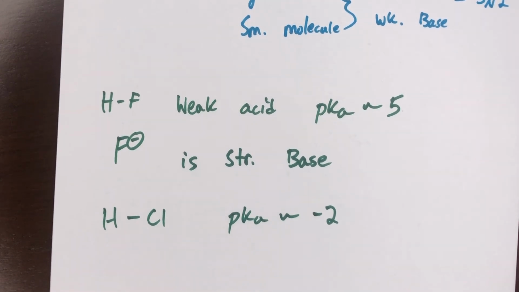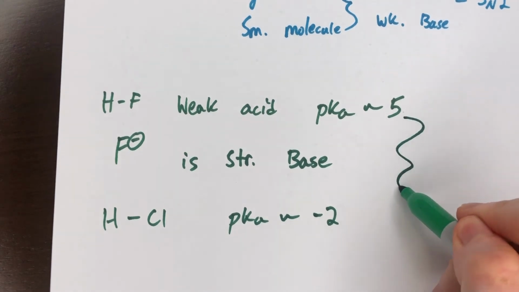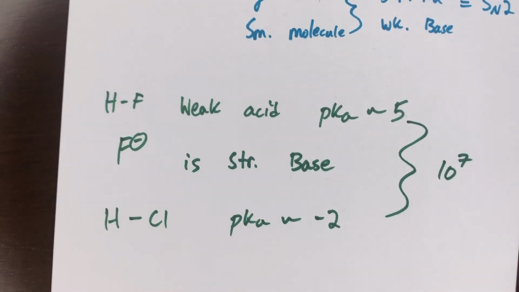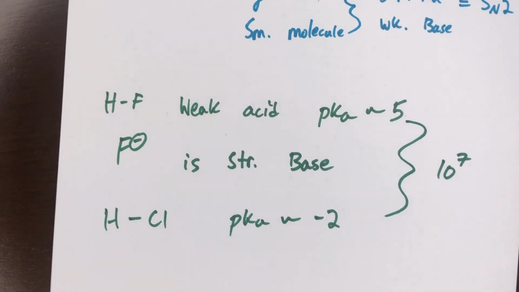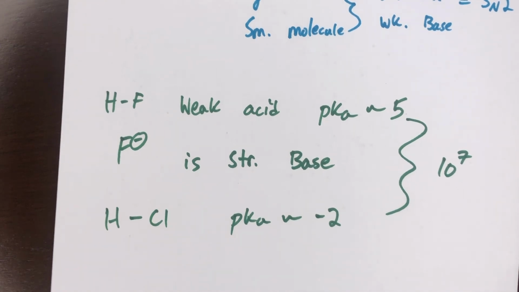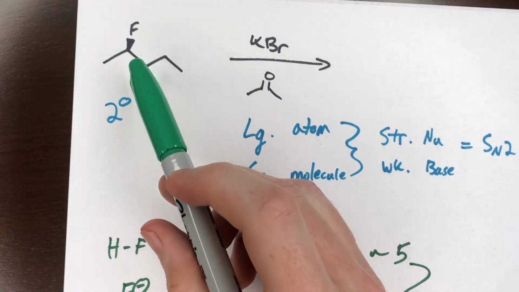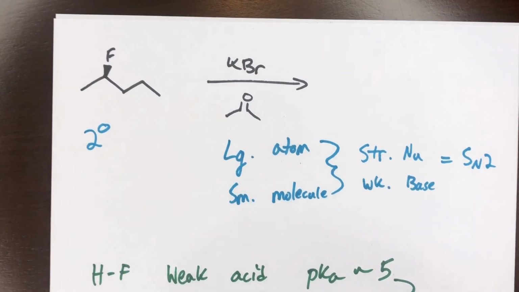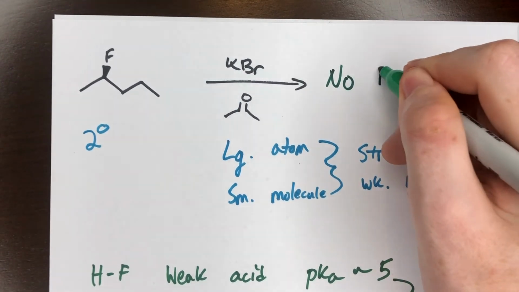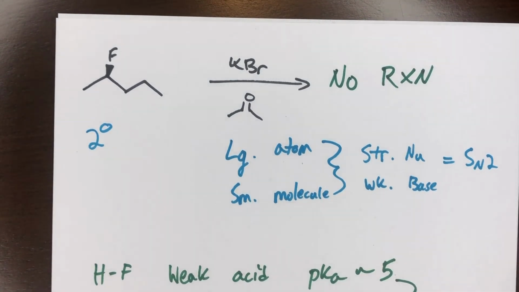But pKa is a log scale. So the difference between the strength here is 10 to the 7. That's 10 million. So that means that HCl is 10 million times more acidic than HF, which means that F minus is 10 million times more strongly basic than Cl minus, which also means that F minus is 10 million times worse of a leaving group. So that long spiel is telling us that this fluorine is such a bad leaving group that it doesn't matter about all this stuff. This is no reaction. You're not going to get anything useful out of this condition.